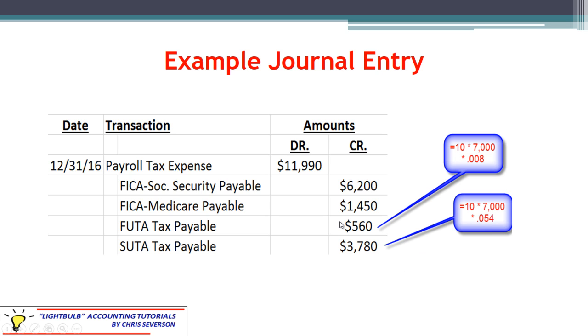Those are examples of journal entries that you'll see when dealing with payroll taxes. There is certainly more depth you can go into with this topic, but this should give you enough to get through most of your basic accounting courses.